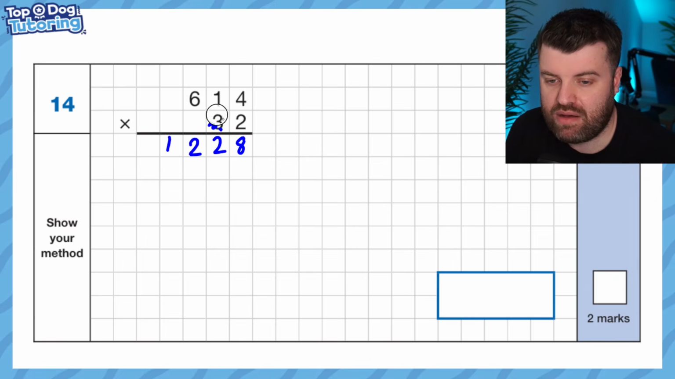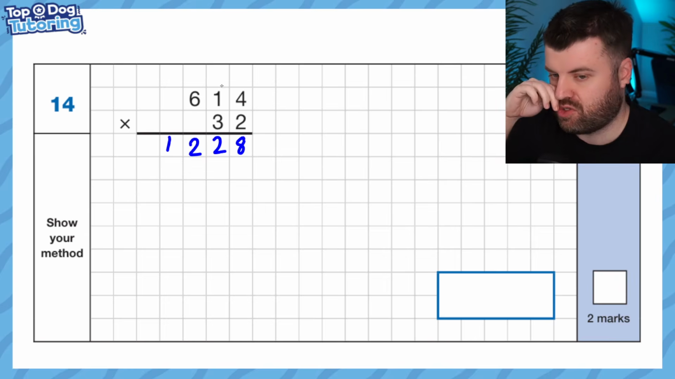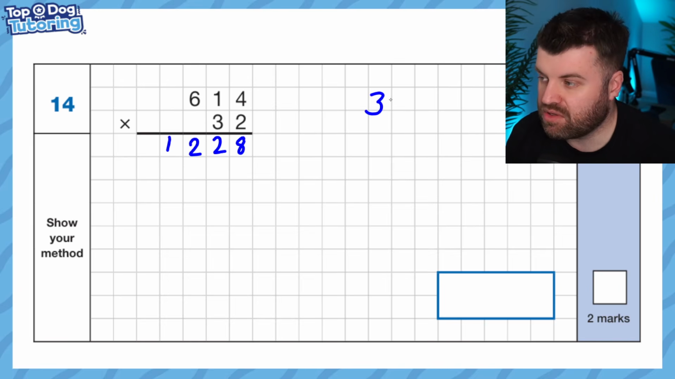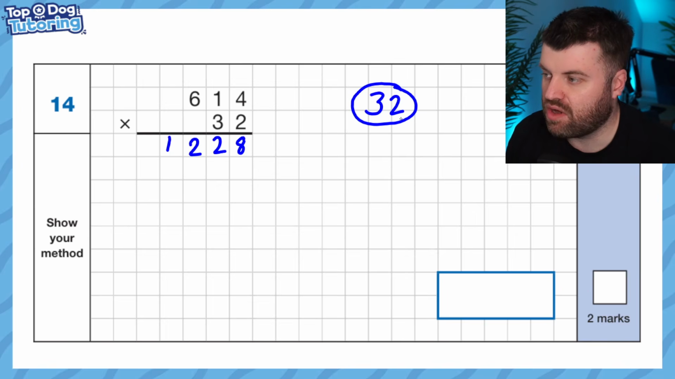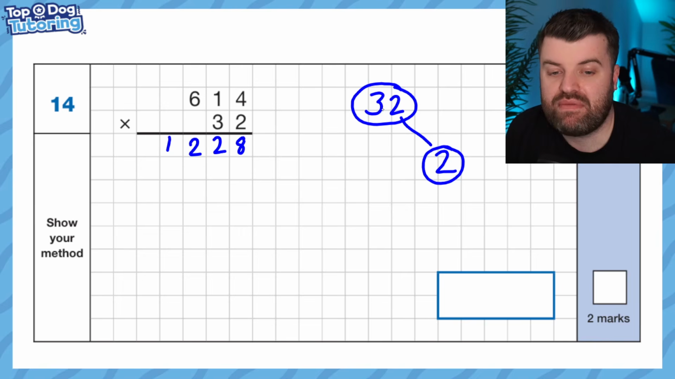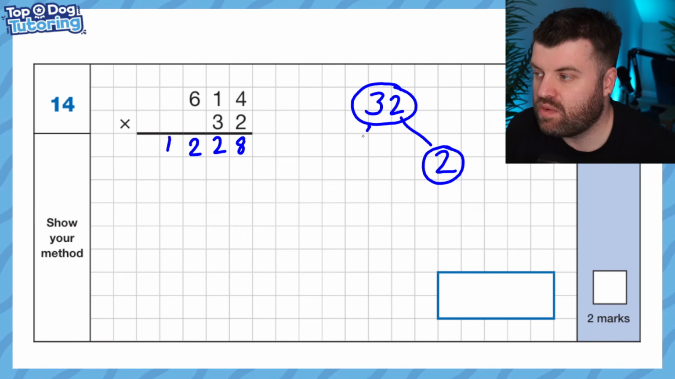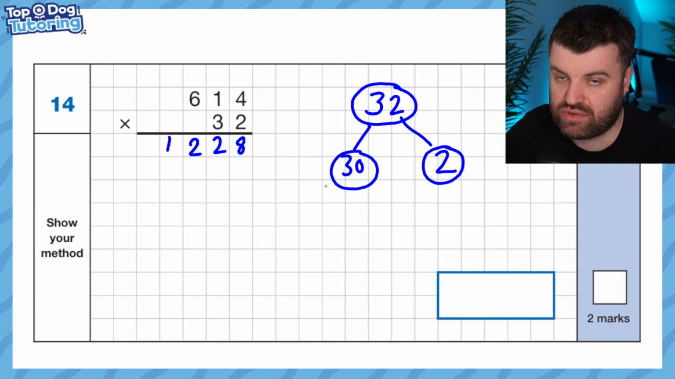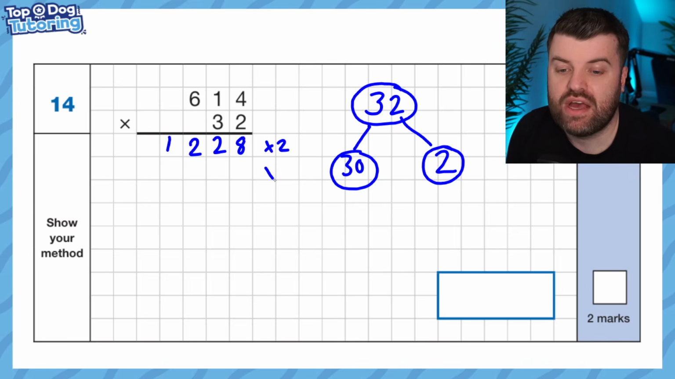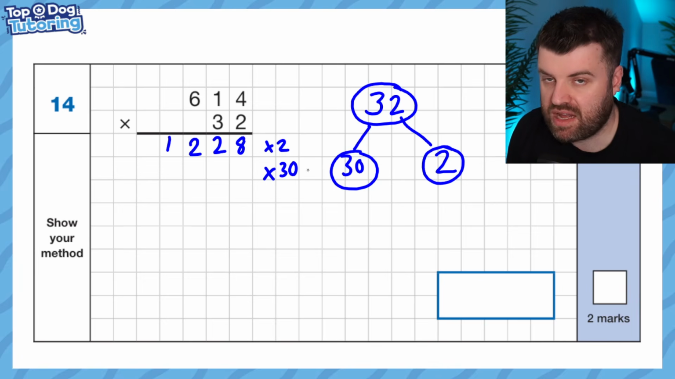And then we can think about, okay, well, this time I don't want just 2 lots of 614. If I did, I'd have my answer already. I want 32 lots. And this is what I'd be modeling to the children now. I'd be saying, okay, well, 32 lots. Let's keep it as 2 lots because I've just actually calculated it already and we can do that really easily. But if I'm partitioning 32, well, that means I'm left with 30 lots. So I need to calculate 30 lots of 614 as well. I've already done the 2 lots. I'd even write it here. This is times 2. So on the next line, we're going to multiply by 30.